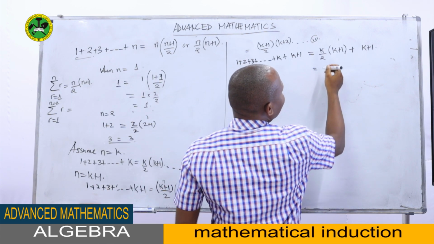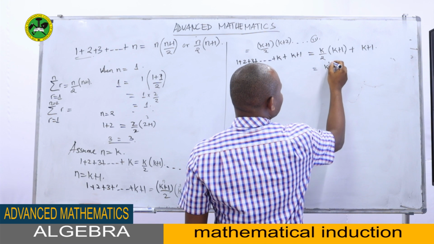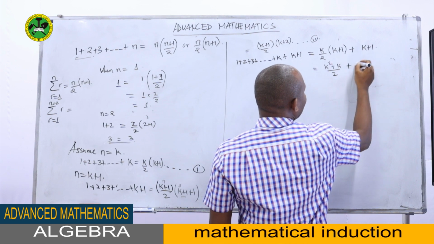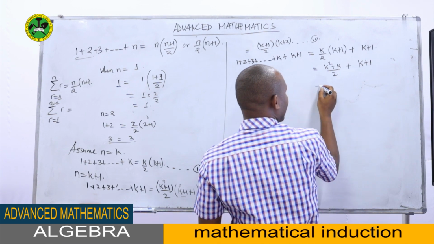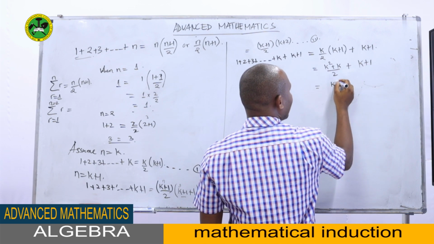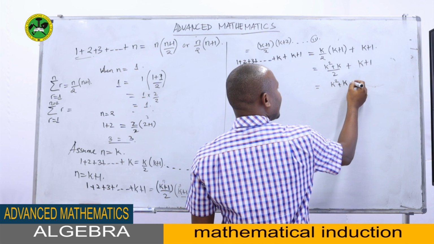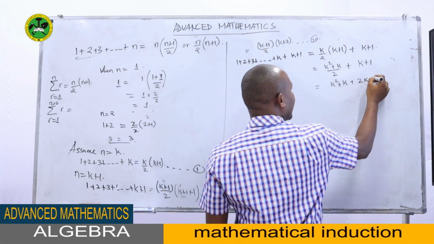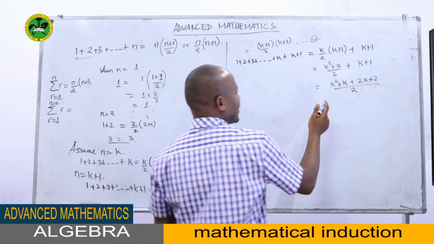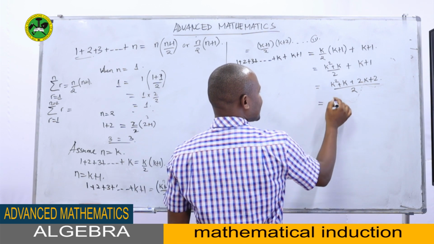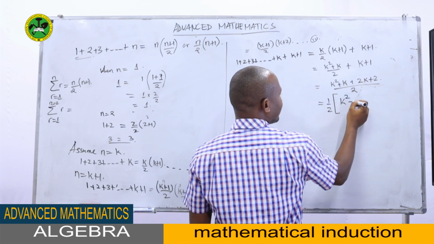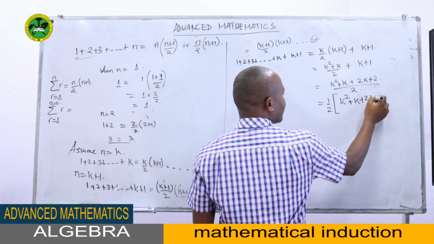Now let's check it out. Let's open the brackets there. We shall have k squared plus k, the whole over 2, plus k plus 1. Then let's add those fractions. We shall have k squared plus k plus 2k plus 2, over 2. I do hope you understand how to add the fractions. Then let's factor out a half, and inside the brackets we remain with k squared plus k plus 2k plus 2.